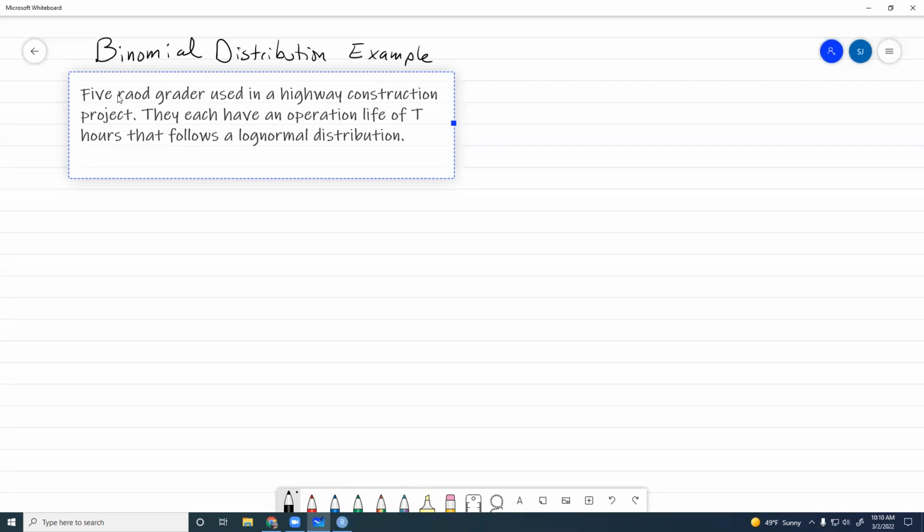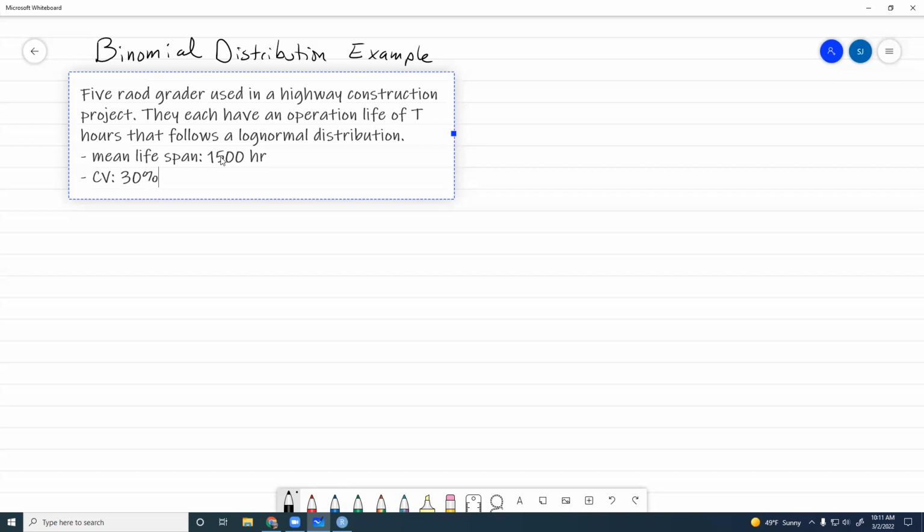Okay, and then the mean lifespan, and this is like, before they break down, you have to service them or something like that, we'll say. Mean lifespan is 1,500 hours. And the coefficient of variation is 30%. So this is a little bit of a new way to think about it. And we'll of course explore that. And so we're going to ask a few questions.